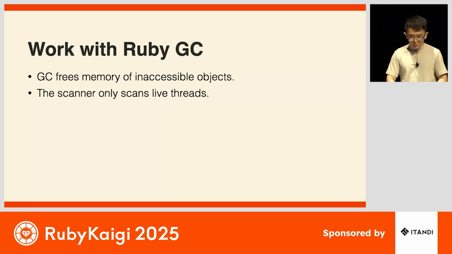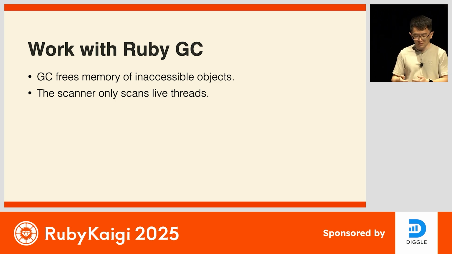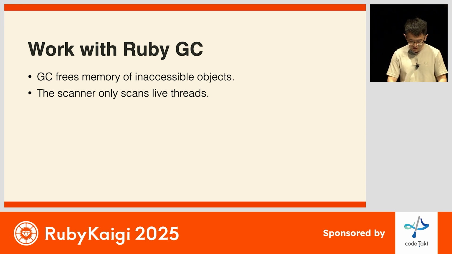After this, we still need to consider how the stack scanner works with the Ruby GC. That's because the stack scanner scans Ruby memory, so we need to know how Ruby manages its memory, or how its GC works. One duty of GC is to free the inaccessible objects. For example, after a request, all its local objects are not useful, so we can release them, and this work is done by the GC. But we know the SDB stack scanner only scans live threads, so it's safe here.